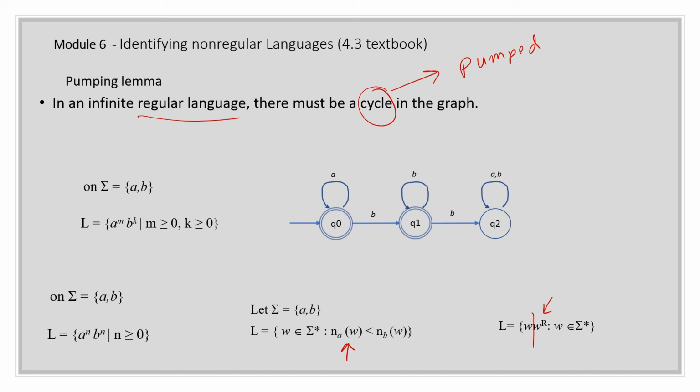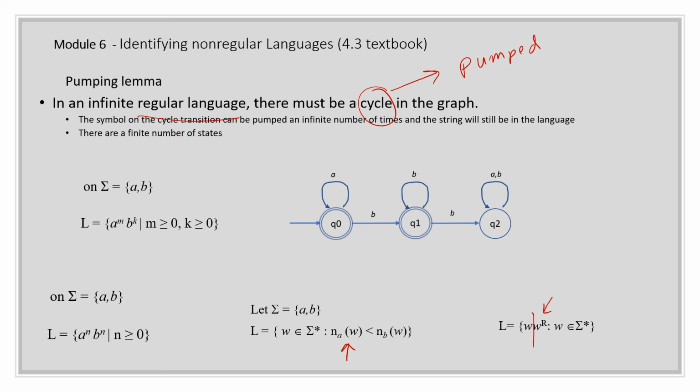So the bottom line is that regular languages cannot count things, cannot keep track of things. They only have the memory of the state that they are currently in. A DFA has no memory. It can only keep track of the current state that it's in.